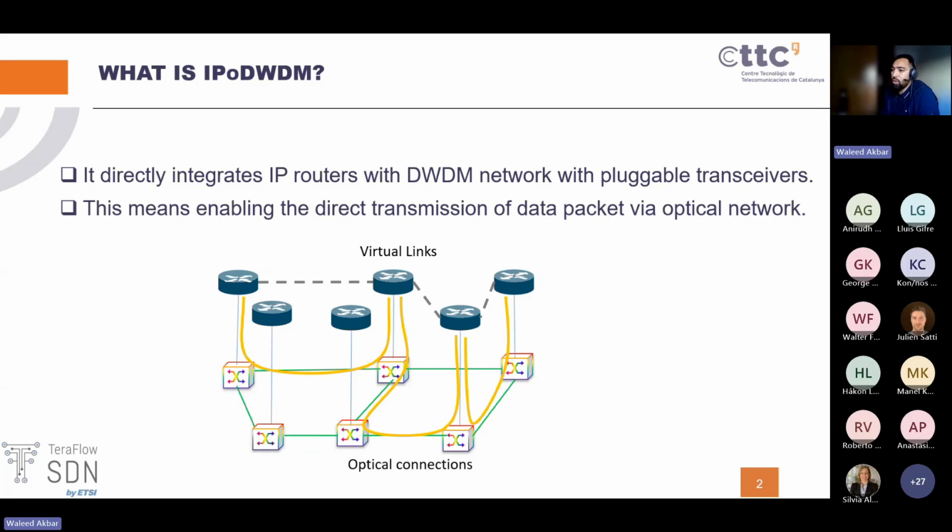So as you can see at the bottom, on the top we have the IP layer, and at the bottom we have the optical layer. So we can directly create a virtual path on the top, and based on that virtual path we have an actual physical path in the optical network, which will provide us more bandwidth and less cost. So in this way we can transfer the data in less amount of time.